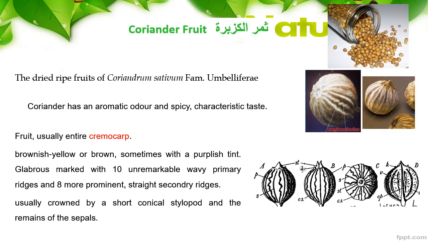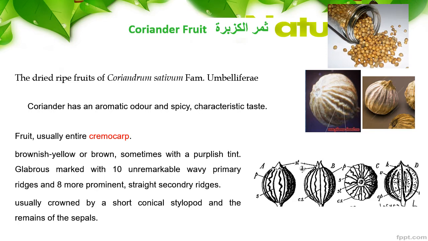The color is yellowish brown to brown, sometimes with a purplish tint. The fruit is glabrous with thin, wavy primary ridges and 8 more prominent ridges. The character of the umbelliferous fruit is the prominent primary ridge and less prominent secondary ridge. Here with coriander, the more prominent is the secondary ridge, while the primary ridges are wavy and less prominent.